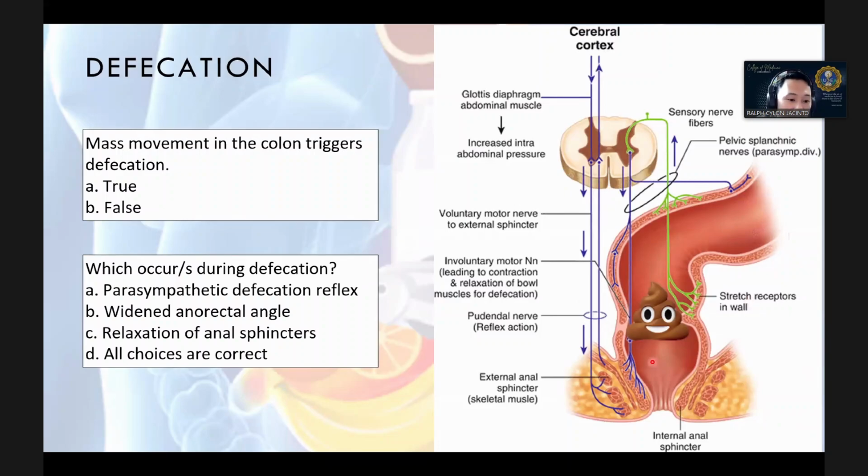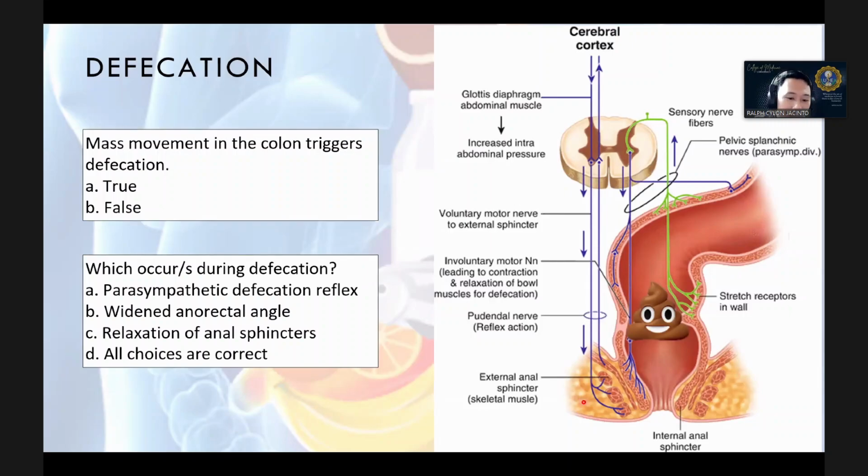So when it is relaxed, the anorectal angle is greater, and at the same time, the posture that we do during defecation, yung squatting or sitting position, would further widen the anorectal angle. Yan. So, mas madaling dumaan yung fecal material.